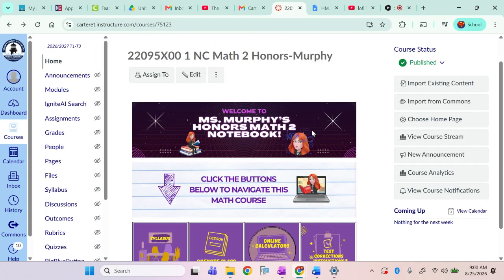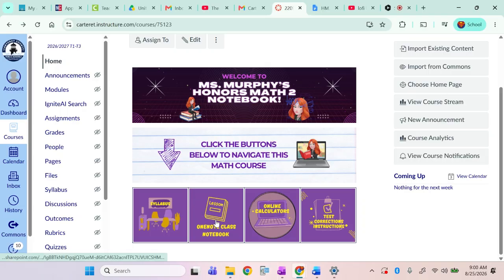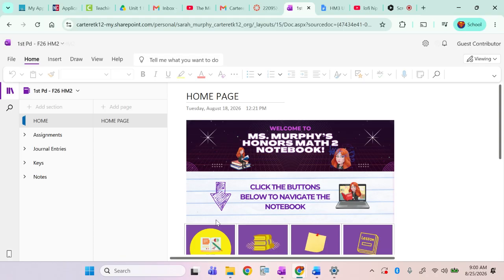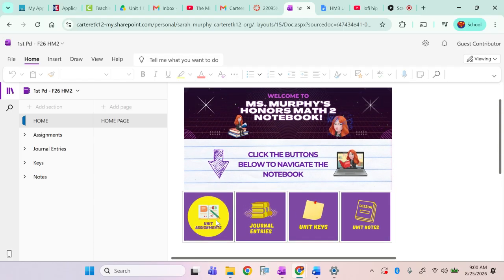Now, the big one is this button right here, the OneNote class notebook. This is where I link everything: your journal entries, your assignment list, your notes, and the keys. It's just the easiest way to do it for me because it updates in real time. So if you click on this link, it'll take you to where you can view my OneNote, which is what you see on the board. Now, I made a home page. You treat it like a website, so you can either use these tabs over here or you can use the home page.